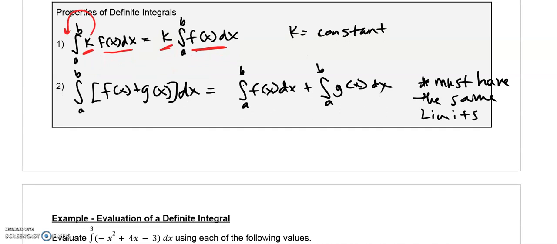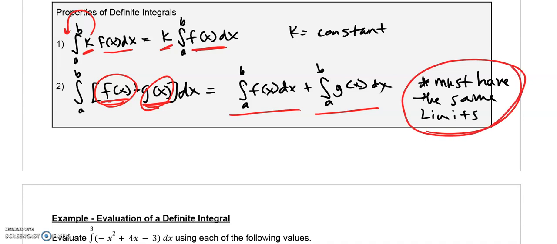If you are integrating separate functions, a lot of times with polynomials, like x squared plus 2x minus 4, here is x squared, here's 2x, and a third function would be minus 4. You can set up separate integrals for each one of those functions if you had to. But they do have to have the same limits, so a to b, a to b. They have to have the same limits in order to do that.